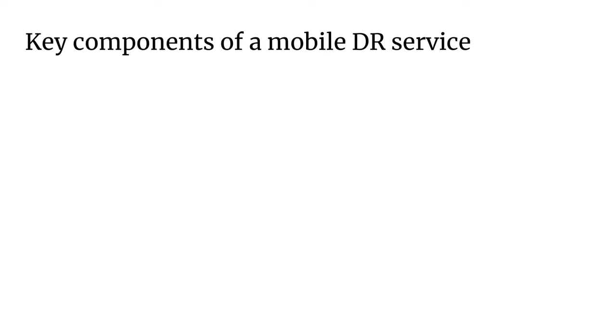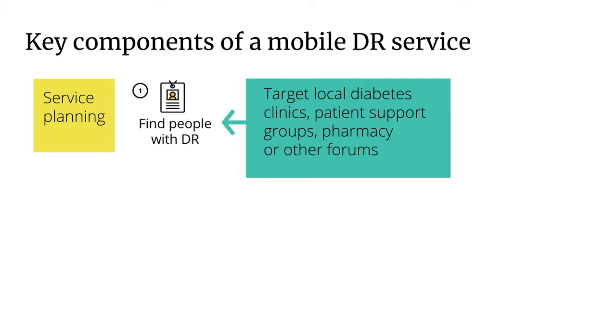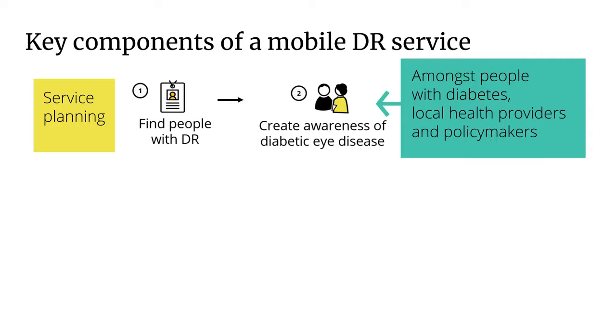To reduce visual impairment and blindness from diabetic retinopathy in the target population, a mobile service must have several key components. Planning and promoting the service. 1. Find people with diabetic retinopathy by targeting local diabetes clinics, patient support groups, pharmacies, or other forums. 2. Create awareness about diabetic eye disease amongst people with diabetes, local health providers and policymakers. For example, by giving health talks, distributing educational materials, using DR ambassadors, training health workers, or advocating with local stakeholders.